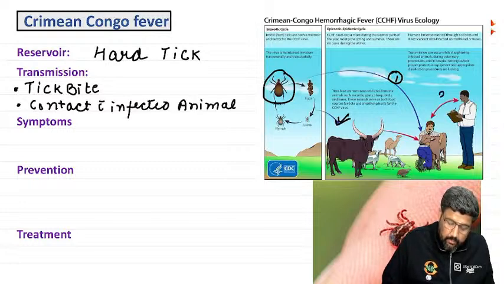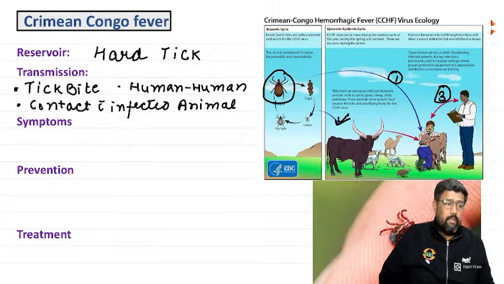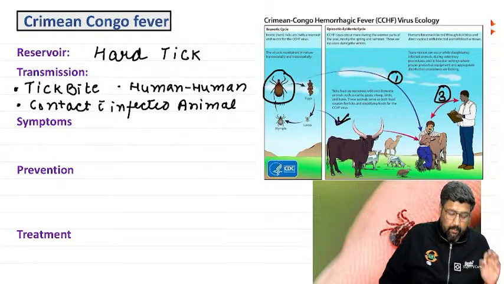And the third is human to human transmission, right? This can be transmitted in only 3 ways.